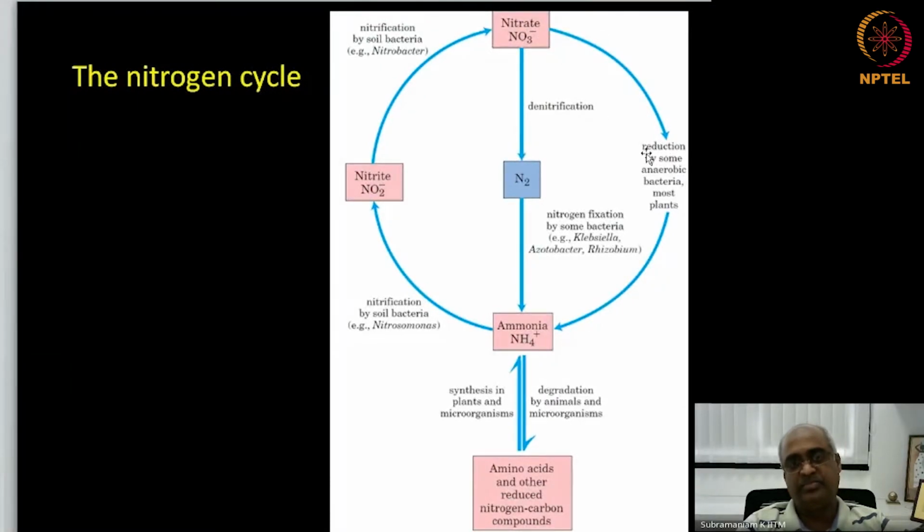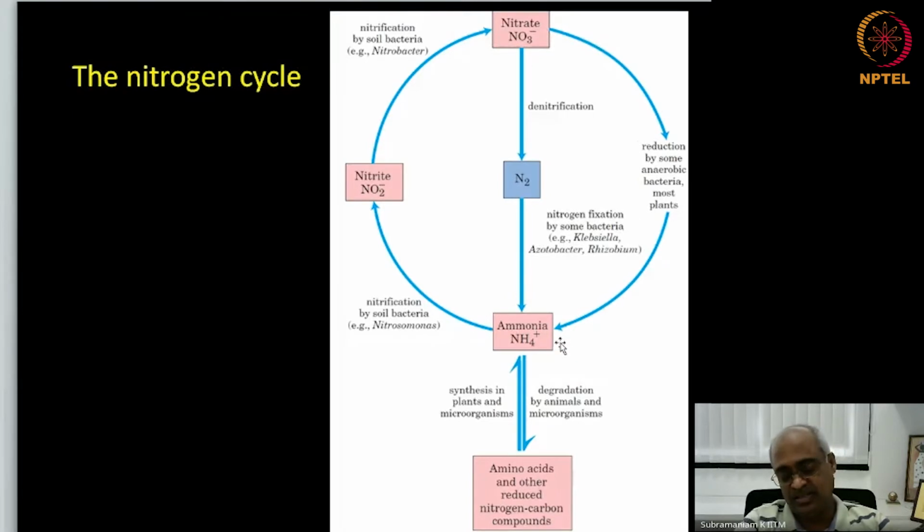So there is reduction by anaerobic bacteria and most plants to ammonia, and that ammonia is incorporated into amino acids. This is the nitrogen cycle, and some of the nitrates are converted and free nitrogen is returned to the atmosphere by the action of denitrifying bacteria. That is the reason you need to continuously convert nitrogen into the reduced form, because these denitrifying bacteria take the nitrate out of the soil and return it into the atmosphere. So you have this cycling of nitrogen.